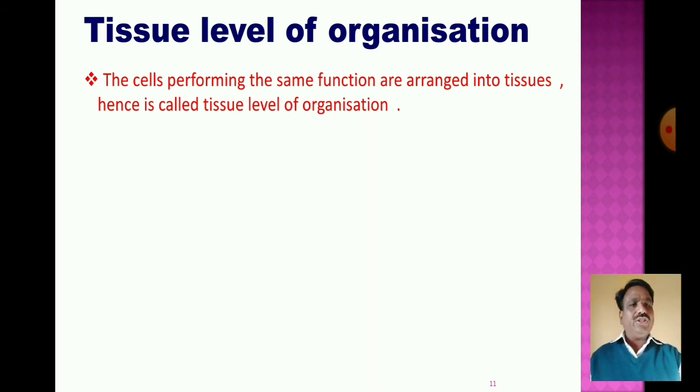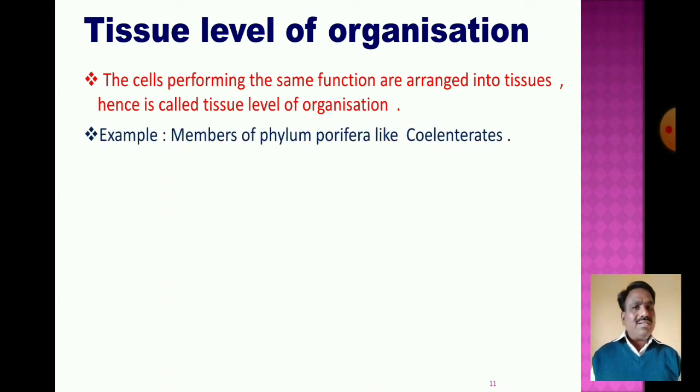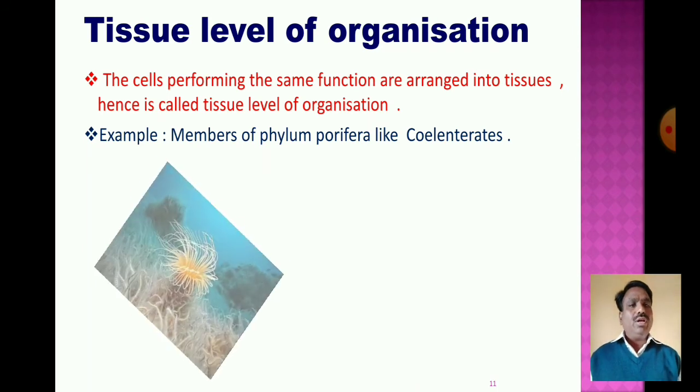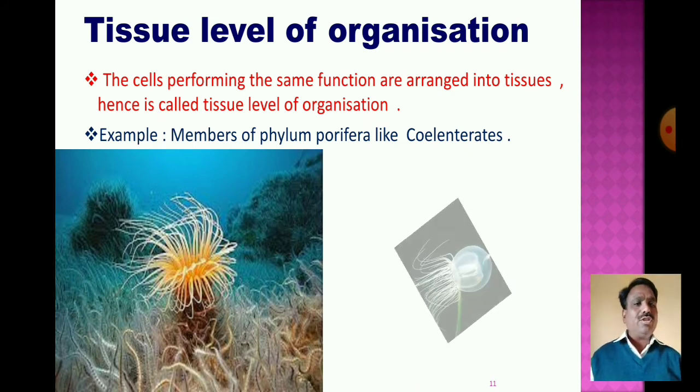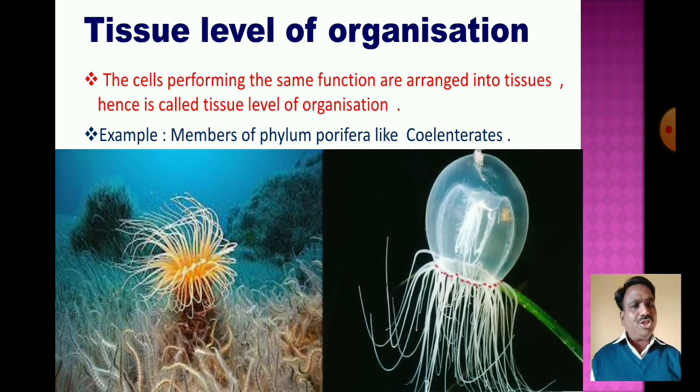In the tissue level organization, the examples are members of phylum Coelenterata, the Coelenterates. The Coelenterate is a very important example from the examination point of view in the NEET examination. These are the Coelenterates, organized just after the cellular organization.